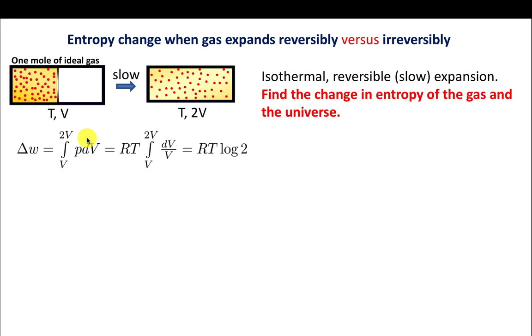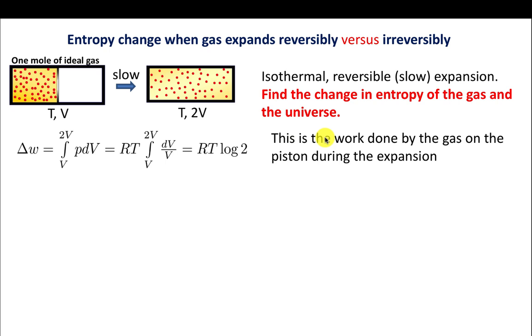We know how to do this. The work done by the gas, not on the gas, by the gas, is the pressure times the change of volume, and then you integrate this from the initial volume to the final volume, in other words, V to 2V. Now, PV is equal to RT, N is equal to 1. Remember, it's 1 mole of ideal gas. So P is then RT over V. T we can take outside because T is constant, remember? And so we just have the integral of dV over V. So that's log of 2V minus log of V, which is log of 2. This is the work done by the gas on the piston during the expansion from here to here.